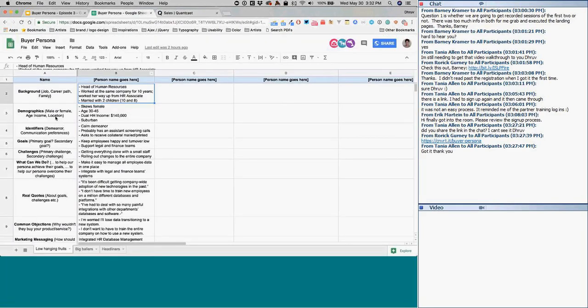But going back to this, you get to identify who they are, what their ideal income range is, where they live, right, suburban or non-suburban, where they personally live. And then you want to jump into the identifier. So this is where you look at what type of demeanor they have, and what communication preferences they have.